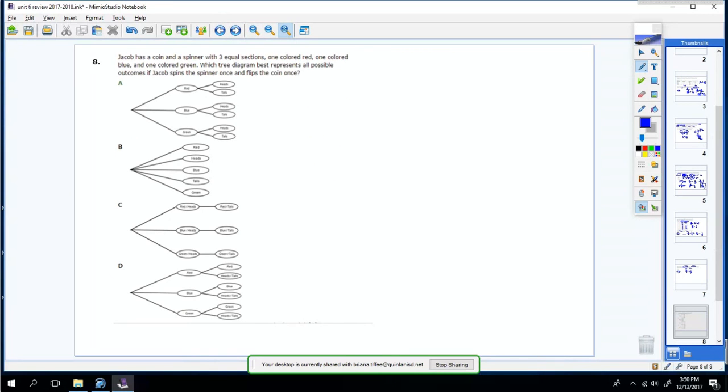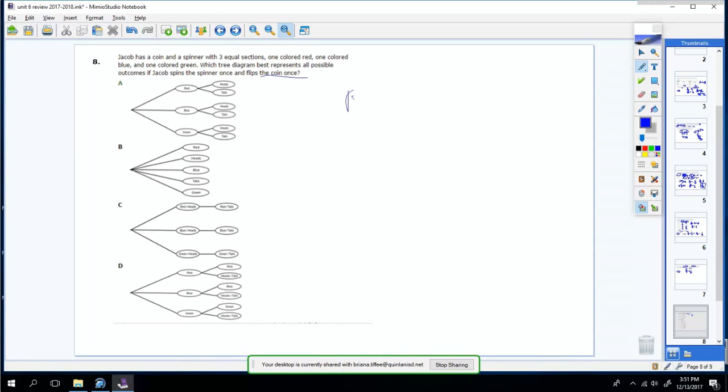Okay, almost last one, I think. Okay, Jacob has a coin and a spinner with 3 equal sections, one colored red, one colored blue, one colored green. Which tree diagram best represents all possible outcomes if Jacob spins the spinner once and then flips a coin once? So the first thing you're going to do is the spinner has red, blue, and green. So let me actually rewrite this.